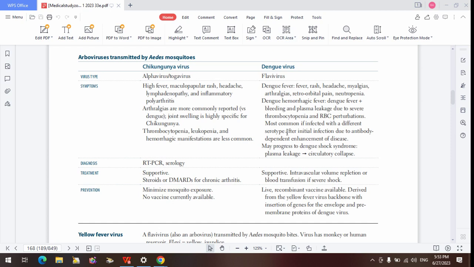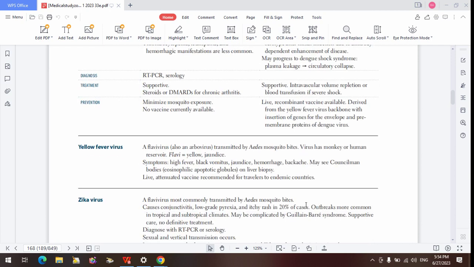Now, for dengue, it is also supportive, but because of the bleeding, you must ensure that you are giving fluid or blood to replace the fluid that you are losing, particularly those with the circulatory collapse. There's a vaccine for dengue, but that vaccine is a recombinant vaccine. Which other organism do we know that has a recombinant vaccine? Anybody?